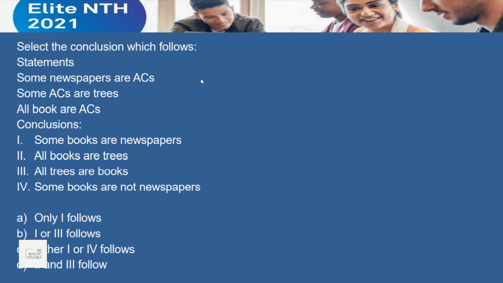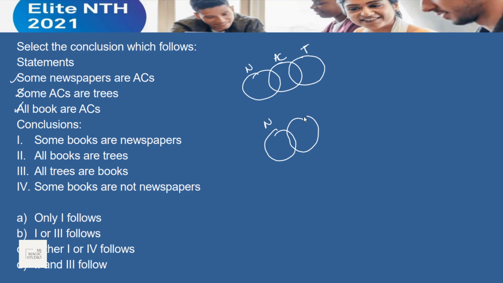Select the conclusion which follows from the given 1 to 3 statements. Some newspapers are ACs. Some AC are trees. So I can have one more: newspaper, AC, and some ACs are trees. That means some trees can be newspaper also.